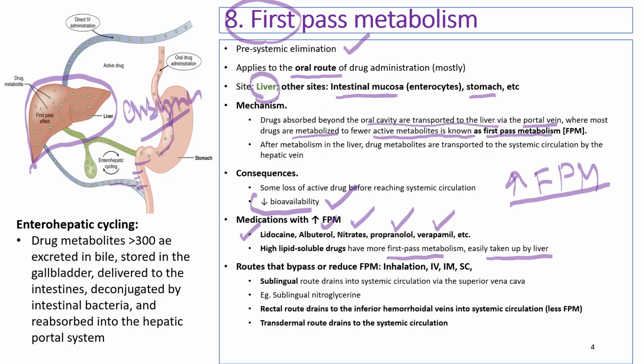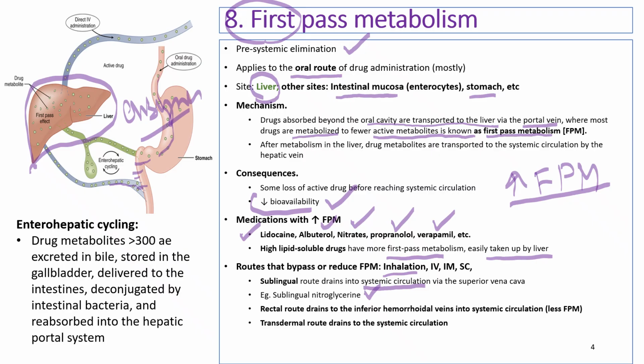So what are the other routes that reduce it? They bypass the first pass metabolism, like all the parenteral routes: IV, IM, subcutaneous, and the inhalational route. When giving medication sublingually, it directly enters the systemic circulation via the superior vena cava, so less medication is metabolized by first pass. Sublingual nitroglycerin is a good example.